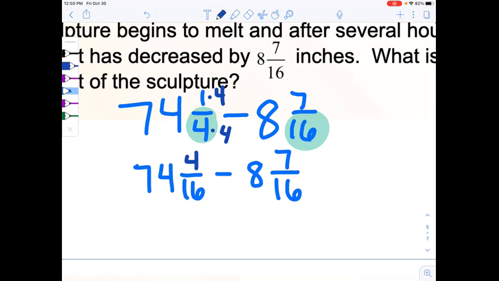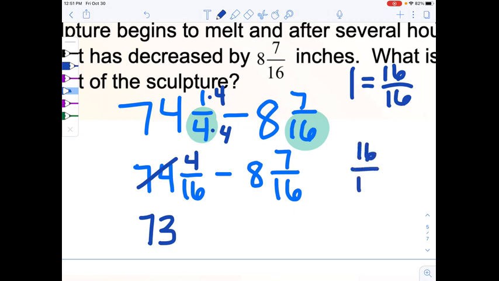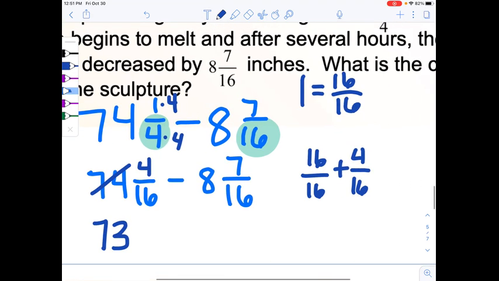And now, to make our lives a little bit easier, we're going to use that borrowing strategy that we learned from lesson 3.5. Because if we change these to improper fractions, we're going to be working with huge numbers. So 1 whole here is equivalent to 16 sixteenths, right? Our denominator is 16, so if we have all 16 parts, we have 1 whole. So what I'm going to do is borrow 1 whole from 74, and I'm going to change this to 73, and then I'm going to add 16 sixteenths, that 1 whole, plus my fraction of 4 sixteenths.